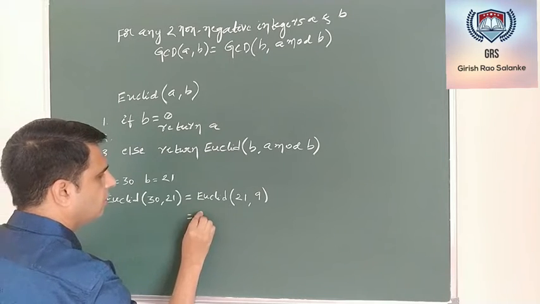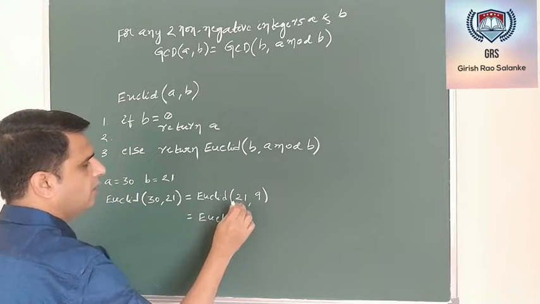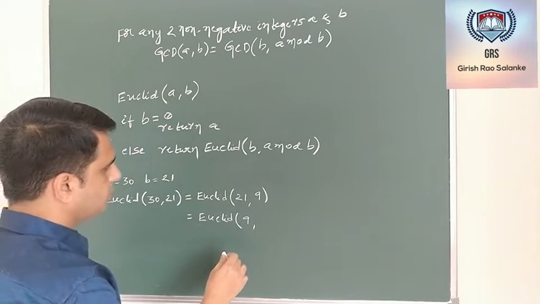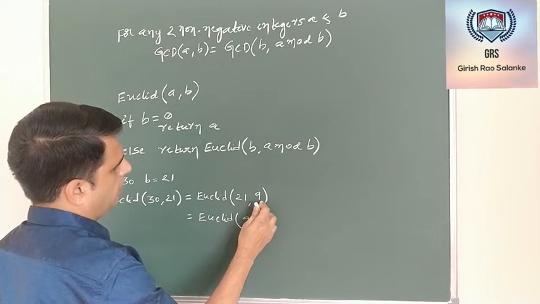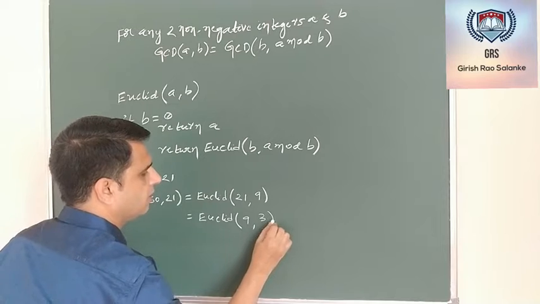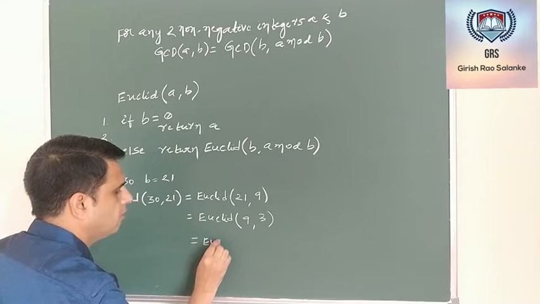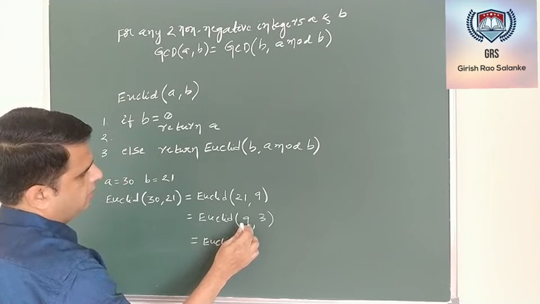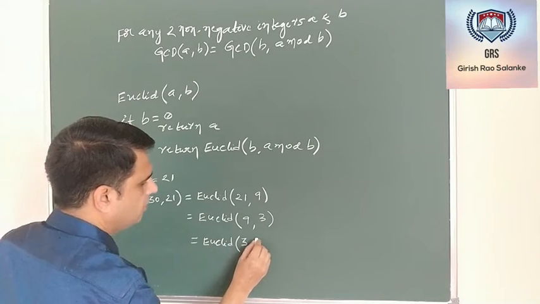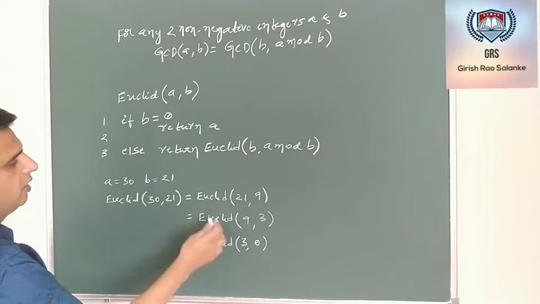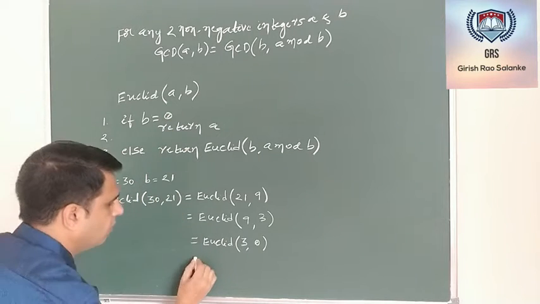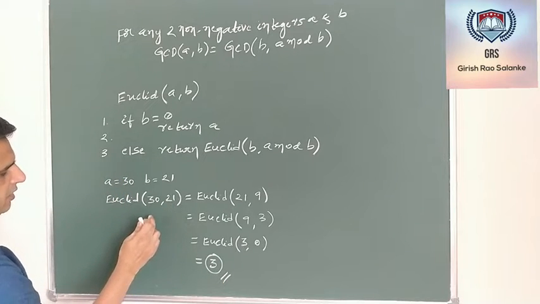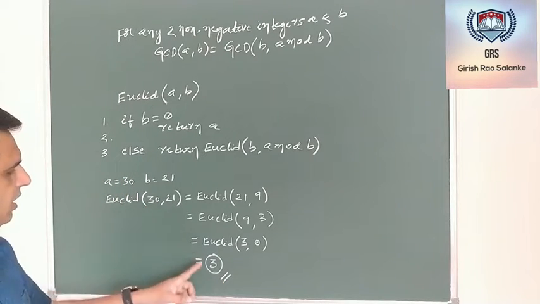Now if I call Euclid's once again, 21 comma 9, is B 0? No. So this is 9 comma, what happens when I divide 21 by 9? 9 2s are 18, so 3 is the remainder. This is 3. Now Euclid of 9 and 3. This will be 3 comma, what is the remainder on dividing 9 by 3? It's 0. Now I came up with the base case here. So if B is equal to 0, return A. So the GCD of 30 and 21, that is the greatest common divisor between 30 and 21, is 3.